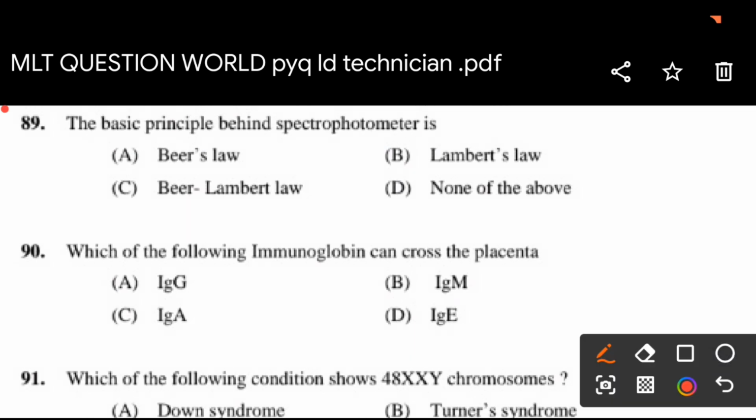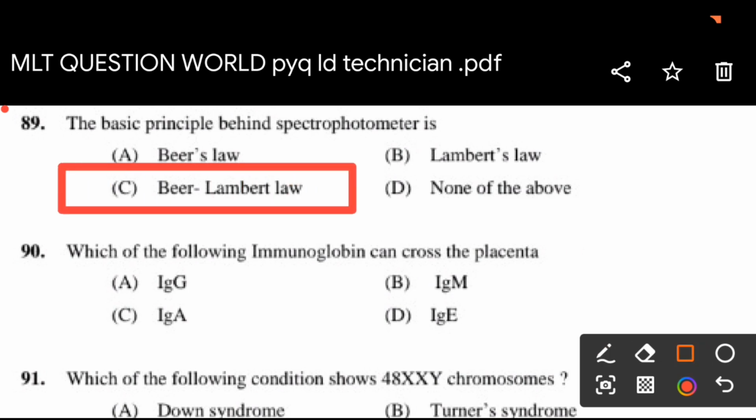Next one. The basic principle behind spectrophotometer. Beer's law, Lambert's law, Beer-Lambert's law, none of the above. Beer-Lambert's law is the right answer.